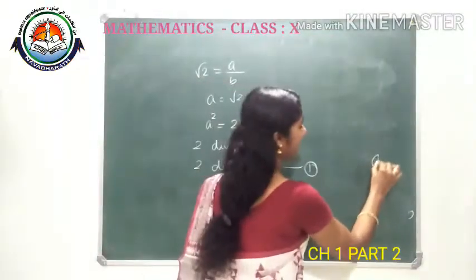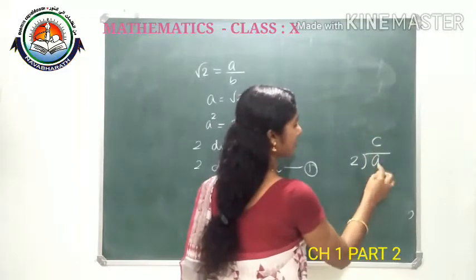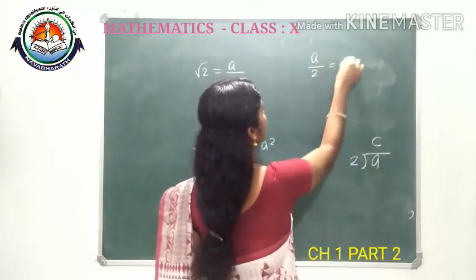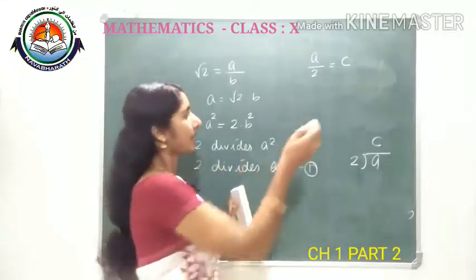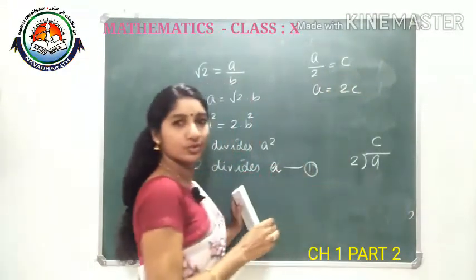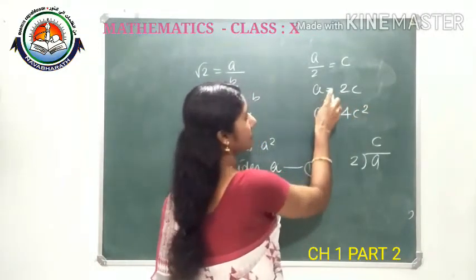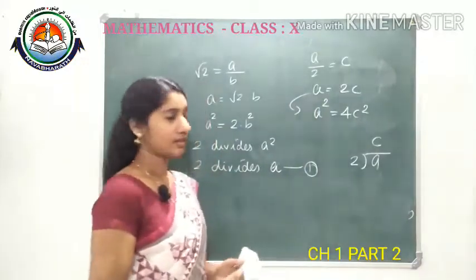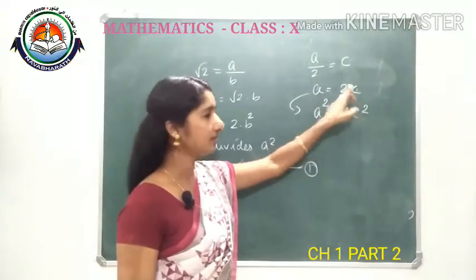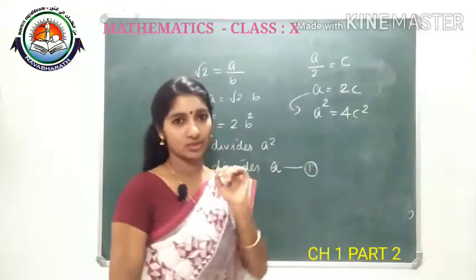When 2 divides A, A divided by 2 is possible, so of course there will be some C such that A by 2 is equal to C. So we can write A equal to 2C, since 2 is multiplied here. Then squaring on both sides: A square equals 2 square, which is 4, into C square. So A square equals 4C square.